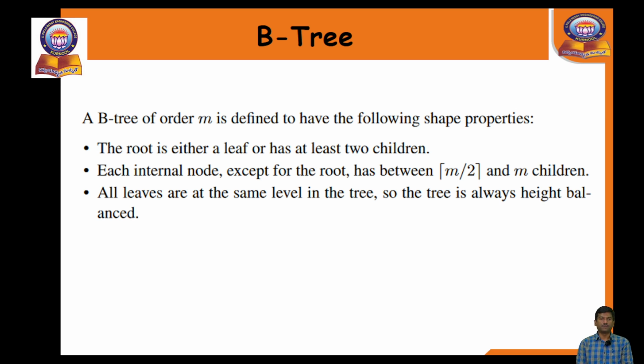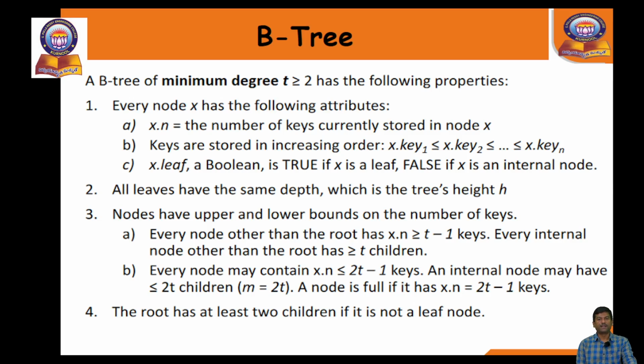A B tree of order M is defined to have the following shape properties. The root is either a leaf or has at least two children. Each internal node, except for the root, has between m/2 and m children. And all the leaves are at the same level in the tree, so that the tree is always height balanced. There are also certain other properties given in the theoretical explanation of the B tree.